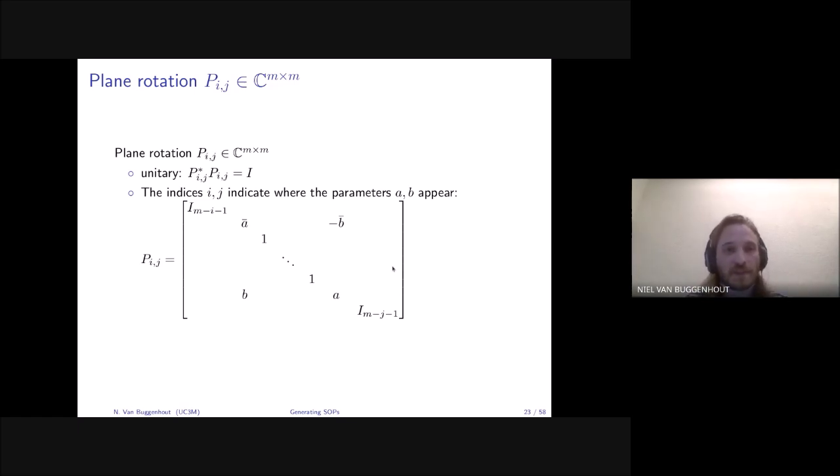And how we will do this is we will use a plane rotation, also called Givens rotation. So that's a unitary matrix. And we denote it by Pij, where i and j indicate where we have these parameters a and b. So that would be on the ith row and column and the jth row and column. So it looks like this. So we only have 2 parameters, a and b, and otherwise this matrix is the identity matrix.